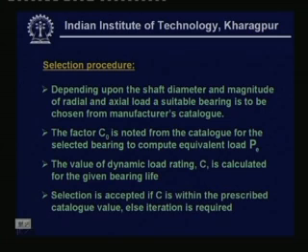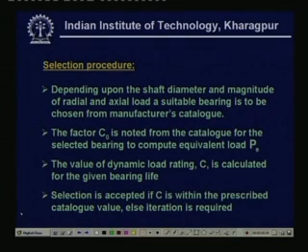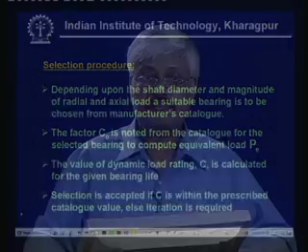Depending upon the shaft diameter and the magnitude of radial and axial load, a suitable bearing is to be chosen from the manufacturer's catalog. First of all, you have to find out the shaft diameter. How is the shaft diameter found? Depending upon your machine element design, what we have discussed so far. The shaft diameter cannot be altered, as it has to carry a certain amount of load.